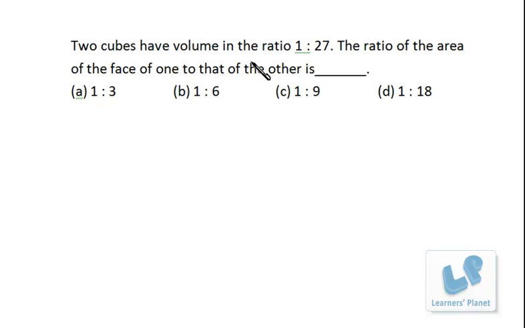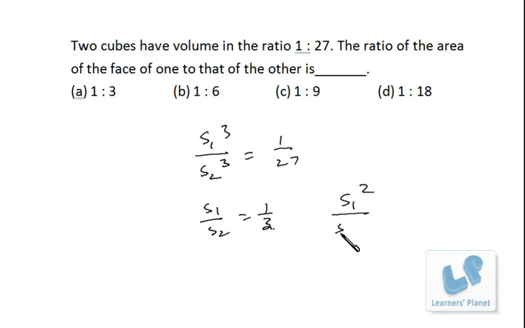In volume, the sides are taken in cubical form, right? So this is the ratio of the cubes of the sides. S1 cube by S2 cube is 1 by 27. That means S1 by S2 is 1 by 3. Now we have to find out the area of a face, that will be in the ratio of S1 square by S2 square, that is 1 by 9.